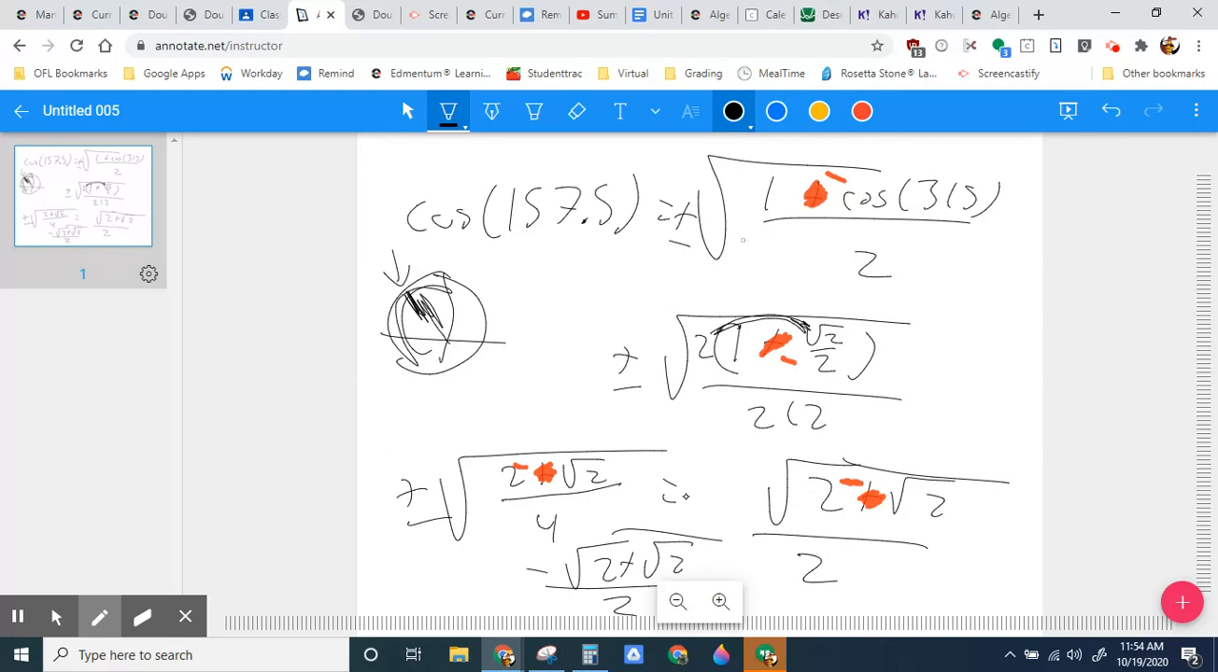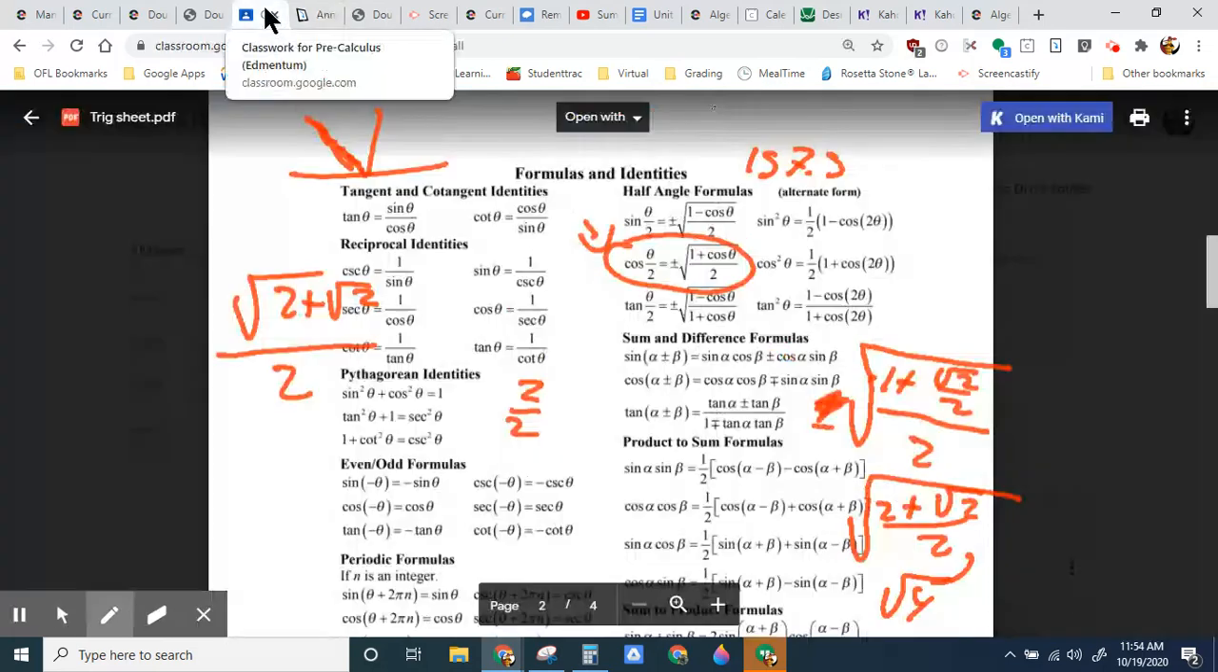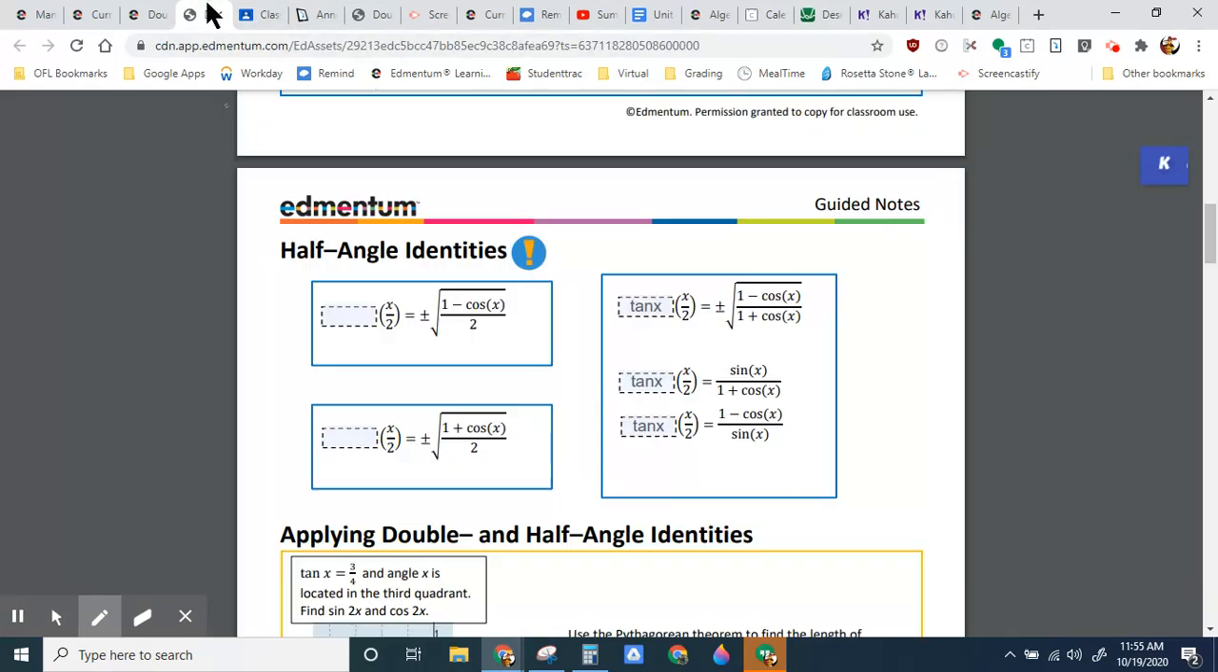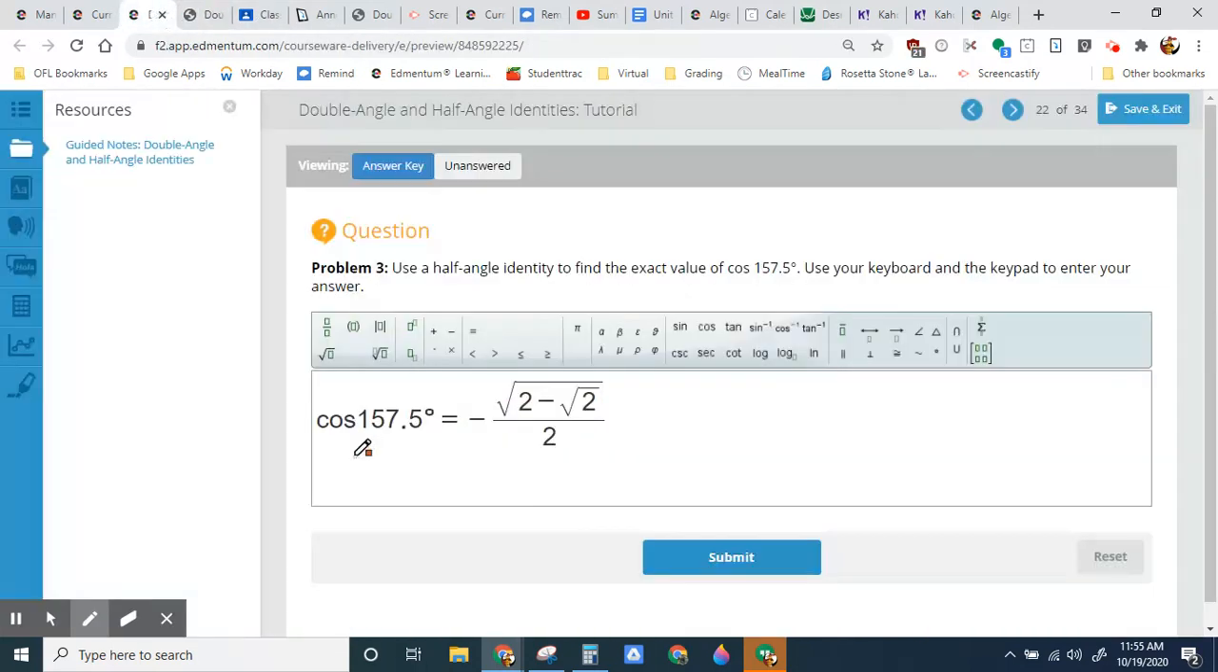So, wait, no, it should be positive. Hold up. No, the cosine should be positive because if we're here, that's positive. Yeah, that's a positive. Unless it's sine. Did I use the wrong formula? Yeah, that's a cosine. Positive, do that. There's a negative here. We might have to come back to this one later. I'm sorry, guys. Well, you guys have the answer for it.